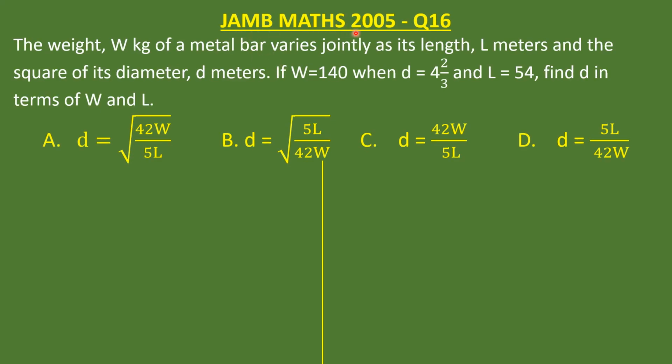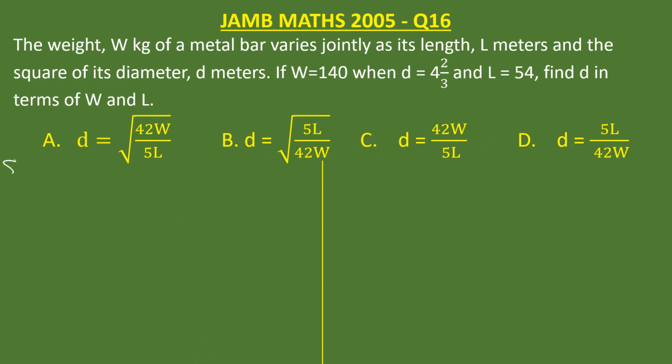Let's do the next question. This is JAMB Mathematics 2005, question 16. It says the weight W kg of a metal bar varies jointly as its length L meters and the square of its diameter D meters. If W is equal to 140 and D is equal to 4 and 2 over 3 and L is equal to 54, find D in terms of W and L.